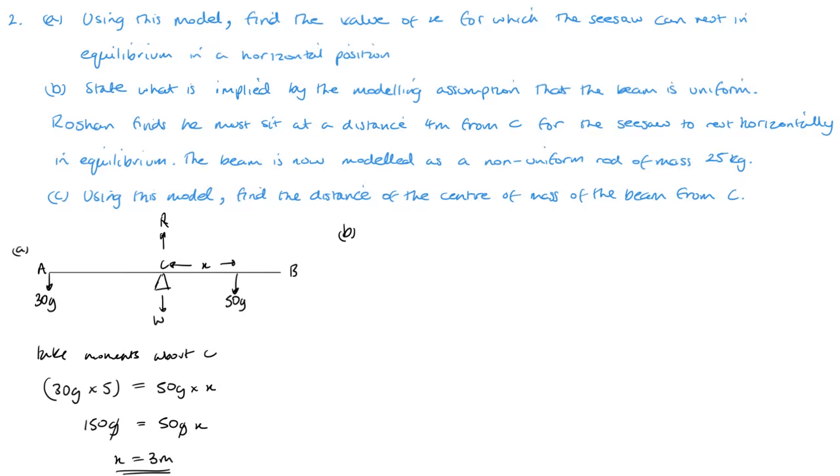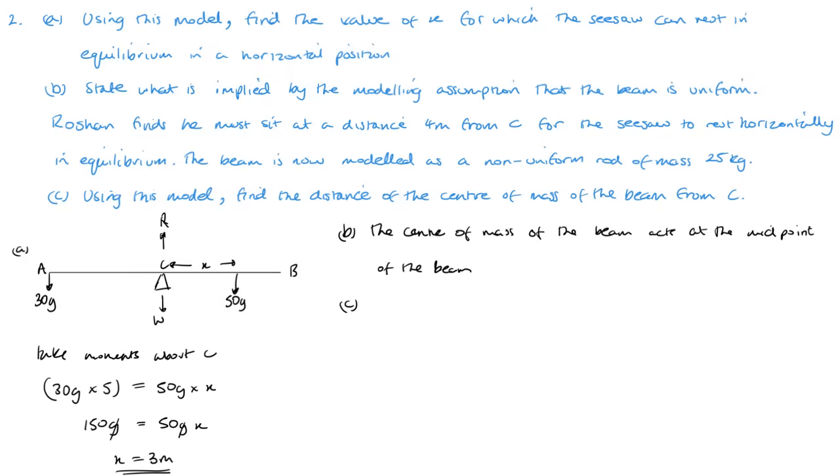State what is implied by the modelling assumption that the beam is uniform. So the centre of mass of the beam acts at the midpoint of the beam. So there we have it. So now we're on to part C.